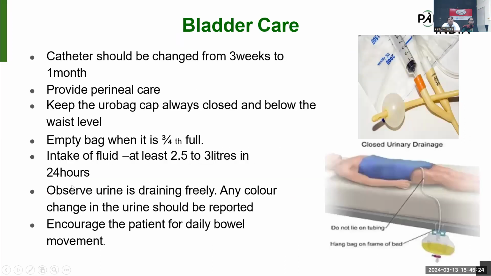Next, if the patient is with a CBD or a suprapubic catheter, bladder care is very important. The catheter should be changed every 3 weeks to 1 month. Commonly, we tell them to change the catheter monthly. Provide perineal care; daily we have to do perineal care for the patient. While doing the catheterization, we do it properly and then send the patient back home. Sometimes nobody tells them the catheter care, and if we forget it, it will lead to the main source of infection.